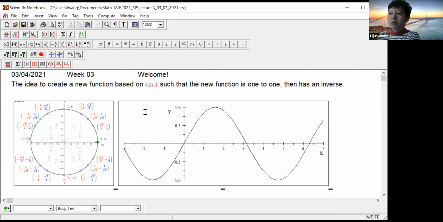How do we create a new function based on the existing function sine, such that the new function is 1-to-1 and has an inverse, because only a 1-to-1 function has an inverse, right? We know that this function doesn't have an inverse. It's not 1-to-1. So the idea was to truncate.